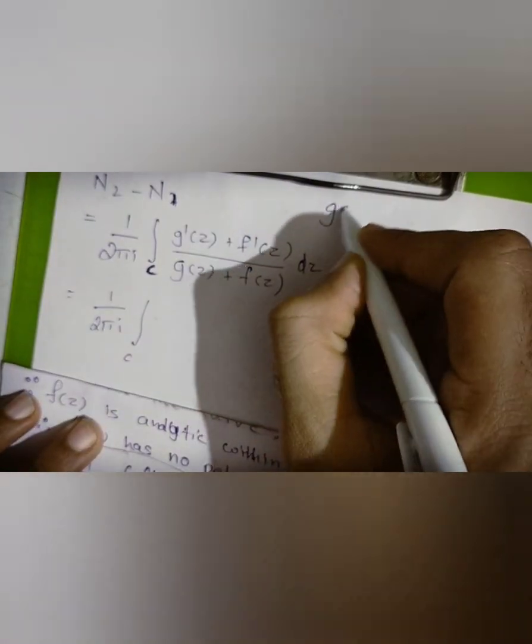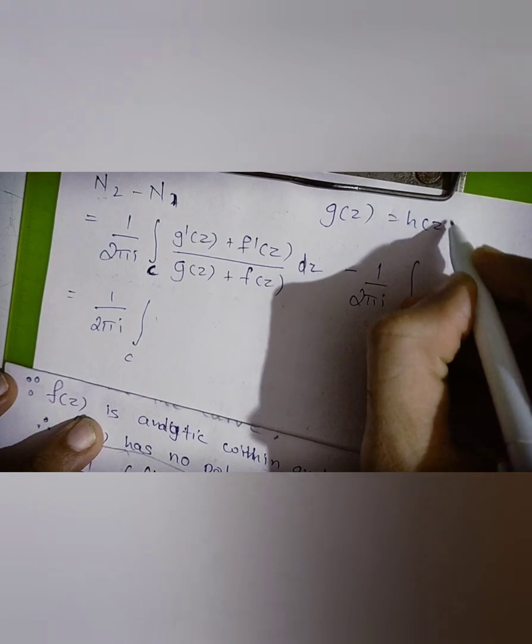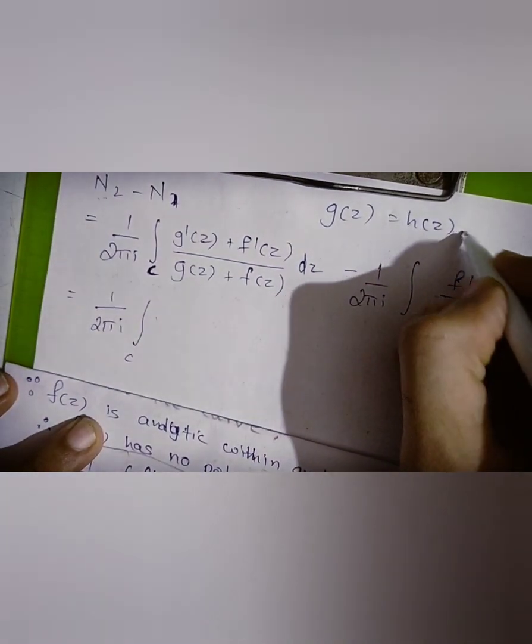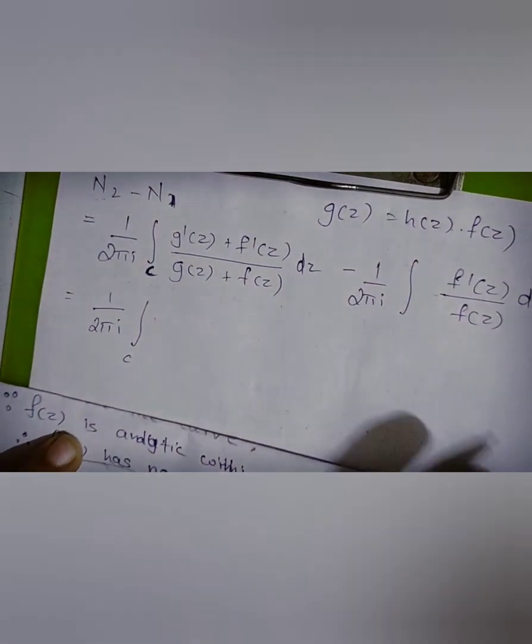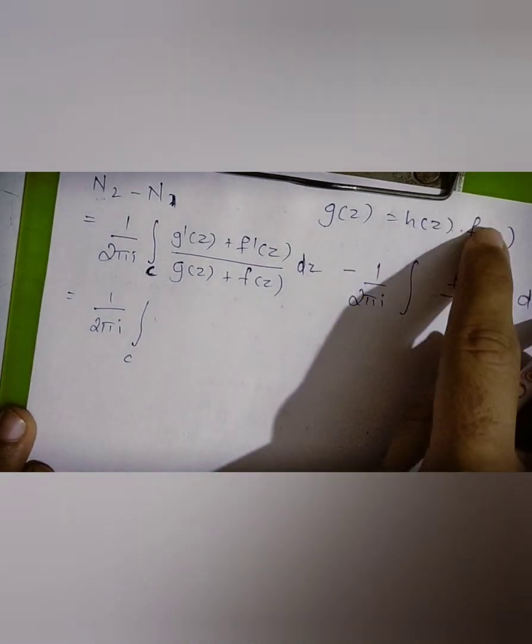What is my g of z? So my g of z is h of z into f of z, or f of z into h of z, we can say anything. So this is something there with us. So let's try to use it over here.